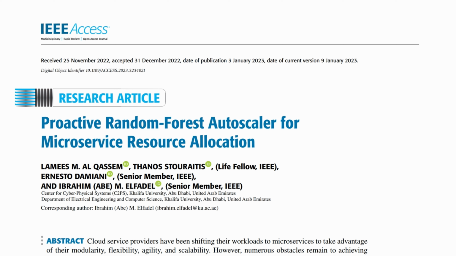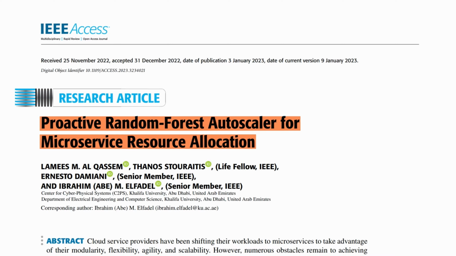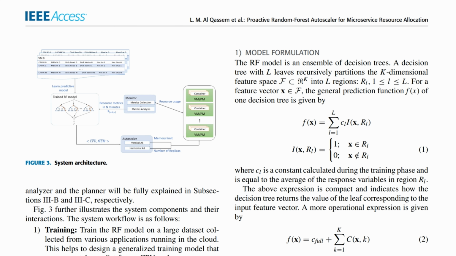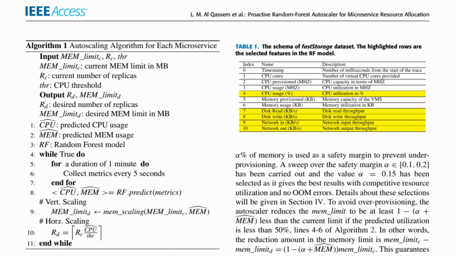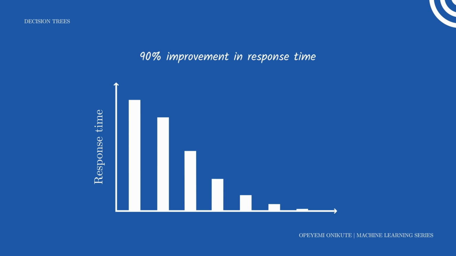Well, 4 PhD researchers tried to answer this in a paper titled Proactive Random Forest Autoscaler for Microservice Resource Allocation. Kind of a mouthful. Using machine learning, they built a prediction system that can forecast future CPU and memory values required by a microservice. These predictions are then used to proactively adjust resource allocation. By doing this, they achieved a staggering 90% improvement in response time. All of the achievements are based on the random forest technique, and I'll teach you how it works.